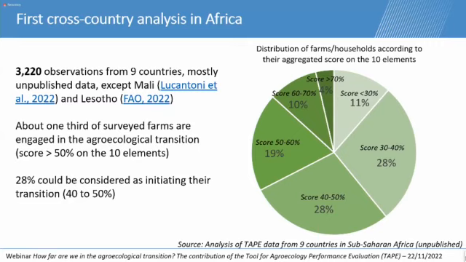We have about 28%, a bit less than a third, that are just under this 50% threshold, and we could consider that they're just initiating their transition. So this is a type of first analysis we can conduct when we look at global averages over the 10 elements. Next slide.